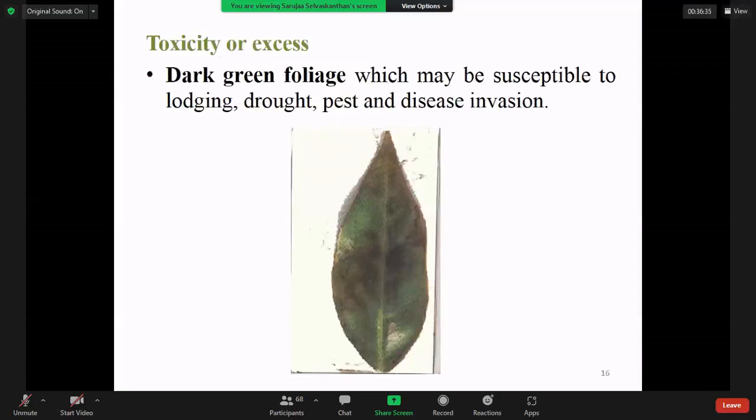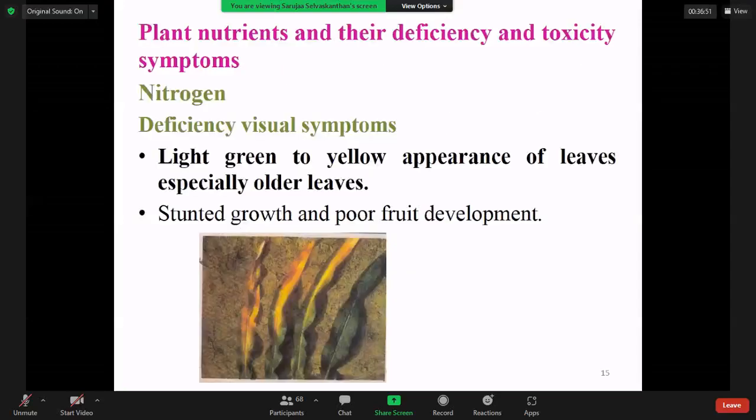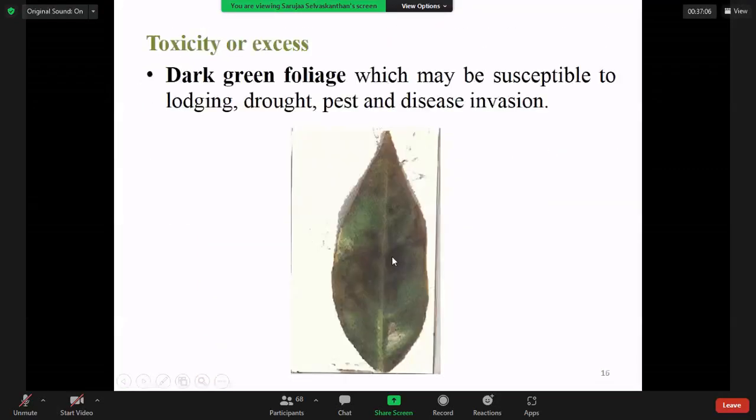These are the symptoms of nitrogen deficiency. And toxicity: dark green foliage which may be susceptible to lodging, drought, pest and disease invasion. If the foliage changes to dark green color, it is near toxicity. You have to know what the deficiency symptoms are and what the toxicity symptoms are. In this picture you can see the leaves changed from green to yellow. Here the leaves have turned dark green in color.